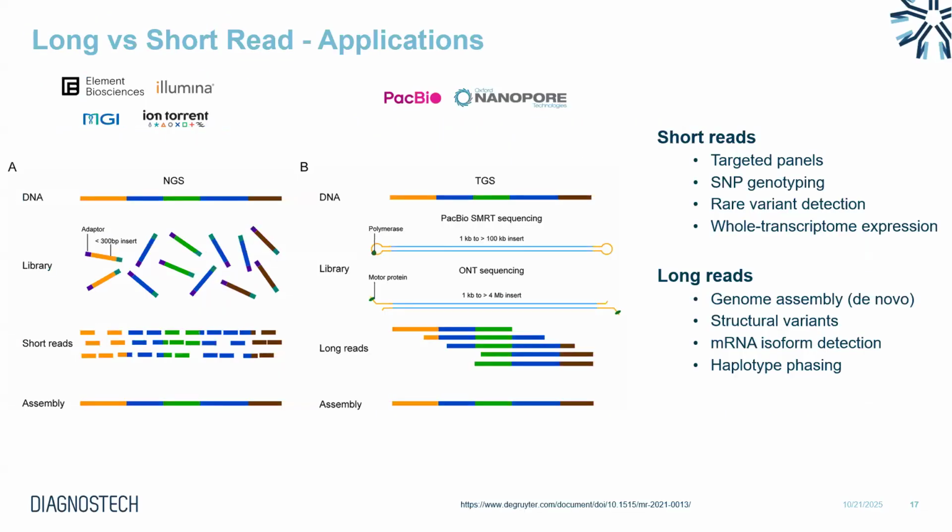Now getting into long versus short-read applications. Short read is more for targeted panels, SNP genotyping, rare variant detection, or whole transcriptome expression, whereas long read is generally for genome assembly or de novo genome assembly, detecting structural variants, mRNA isoform detection, and haplotype phasing.